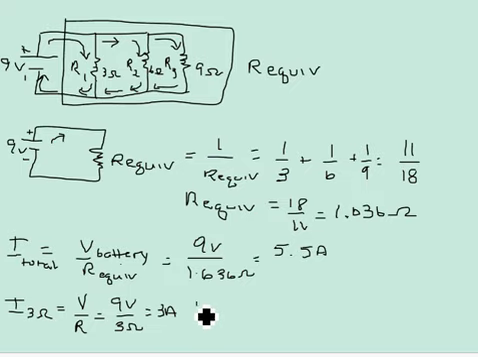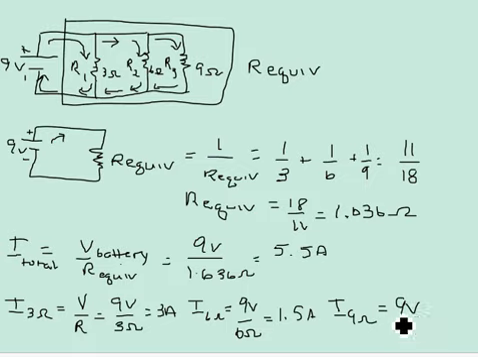Alright, the current across my 6 ohm resistor, same thing. It's the voltage across the resistor, 9 volts divided by my 6 ohms, 1.5 amps. And last but not least, the current through my 9 ohm resistor equals the voltage across it, 9 volts, same as the battery, divided by my resistance, 9 ohms, tells me 1 amp.